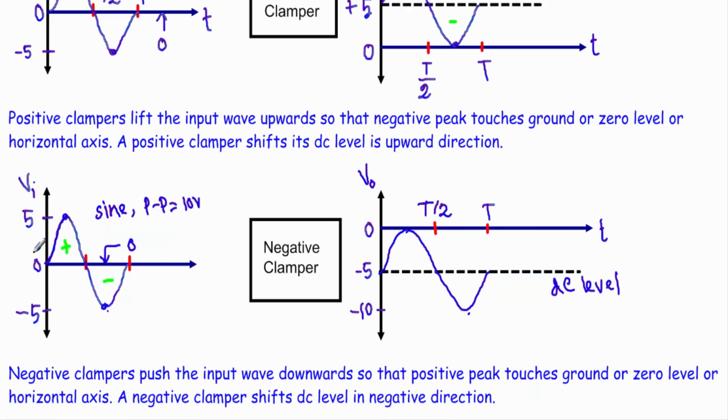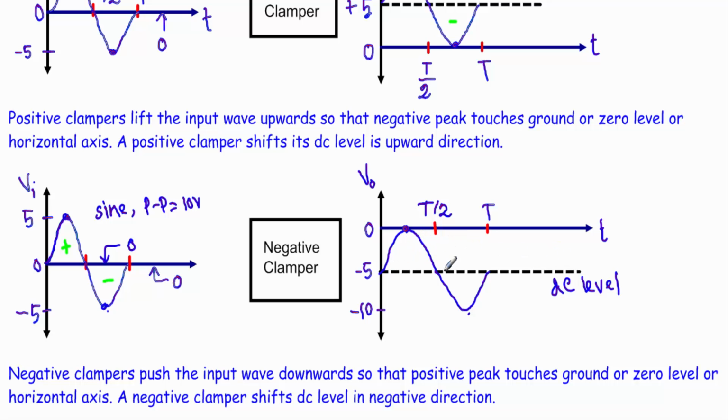Okay, now let's say I have another alternating voltage. This is also a sine wave. It has a positive peak of plus 5 and a negative peak of minus 5. Therefore the peak to peak value is 10 volt. Now if I pass this input voltage through a negative clamper, at first look here the DC level is at 0. If I pass this alternating voltage through a negative clamper, our negative clamper will push down the DC level of this alternating voltage in such a way that its positive peak touches the horizontal axis or time axis.